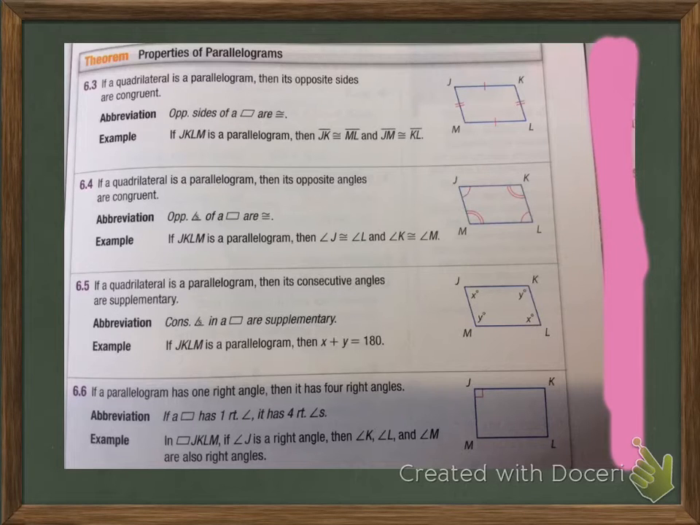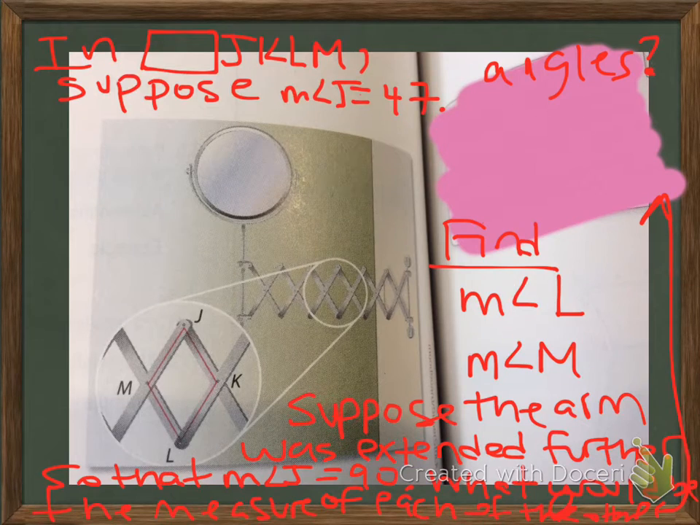And then the fourth property: if a parallelogram has 1 right angle, then it also has 4 right angles, which then would make it a rectangle. So with that information, we're going to use that to find some angle measures.